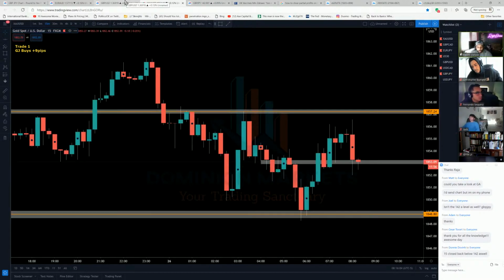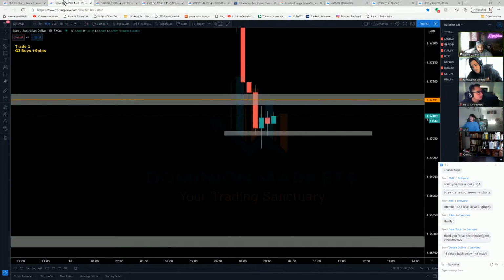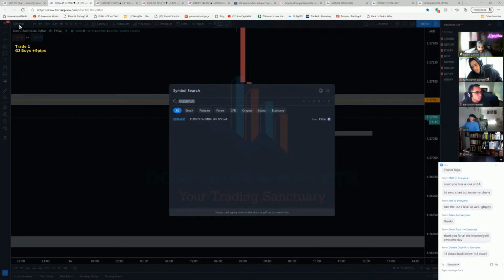Let's look at gold. Gold is still ranging over here, still creating this support on the 15-minute time frame. If we stay below this area, we can continue down on gold, but we're waiting at this point. Euro AUD, we're also waiting over here.